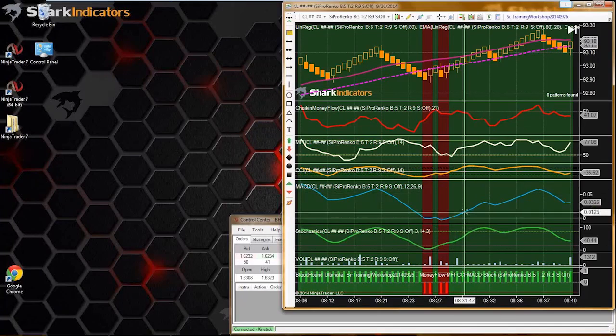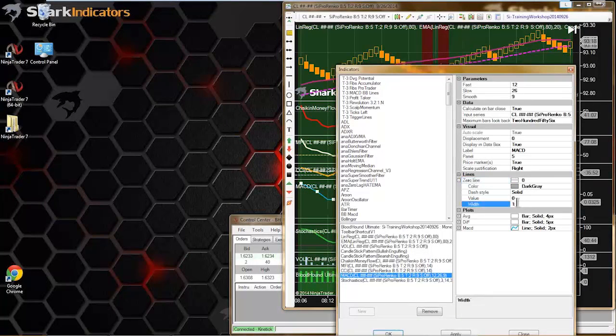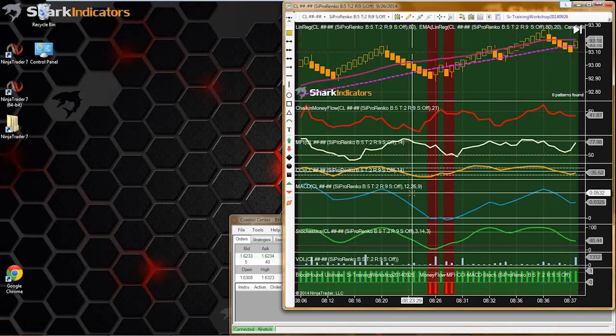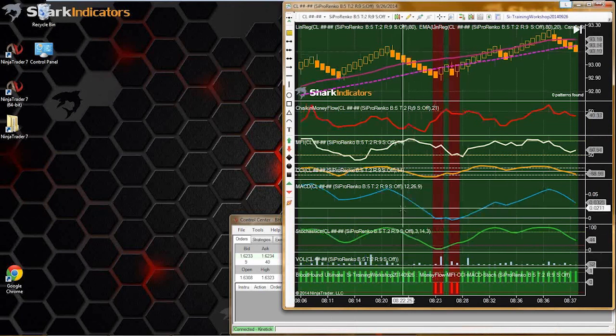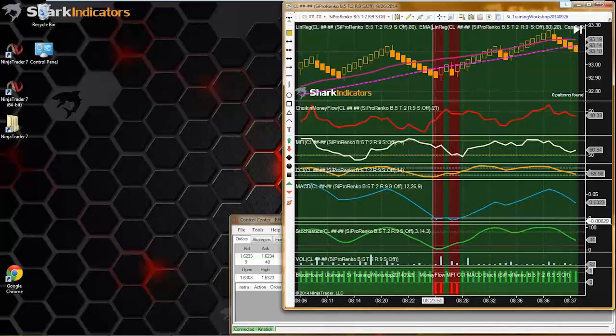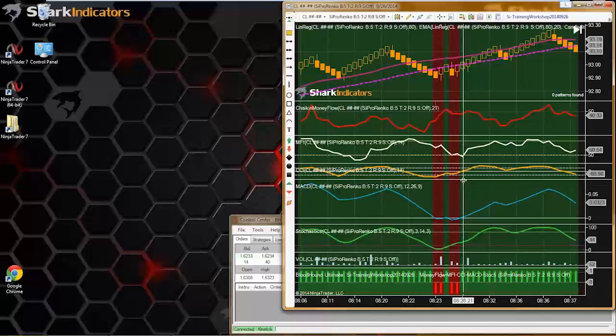And yeah, there we go. I'll make the line a little thicker, like so. Alright, so we can see the MACD dips below that 0 line a couple of times here, and we're getting that short output.